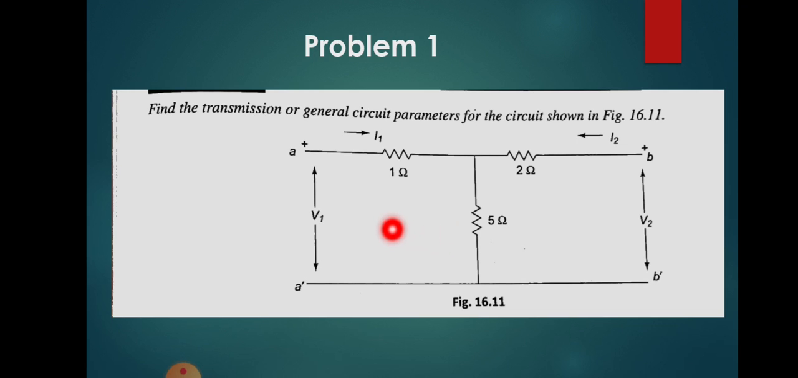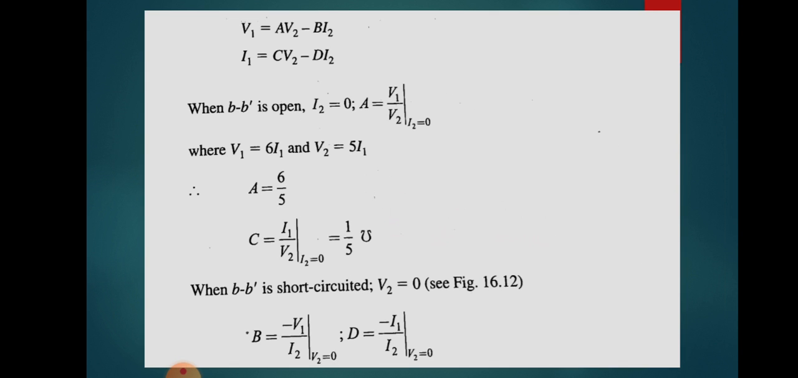So first of all, we have to write the equations for input voltage and input current in the case of transmission parameters, that is V1 equal to some equation and I1 equal to some equation. So V1 will be equal to A into V2 minus B into I2. Similarly, I1 will be equal to C into V2 minus D into I2. So this is the general equation in the case of transmission parameters. Here we have to find out the values of A, B, C and D.